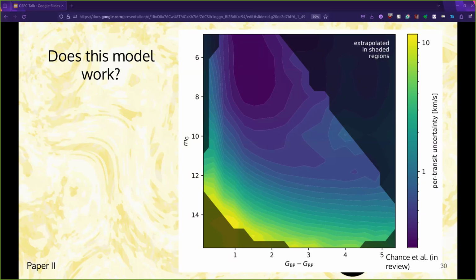We can make this plot of the per-transit measurement uncertainty. So this is the RV uncertainty that you would expect for any Gaia star in color and magnitude space. And so we can see that Gaia can actually get down to sub-kilometer-a-second noise for bright targets, which is really cool and will come in handy later.